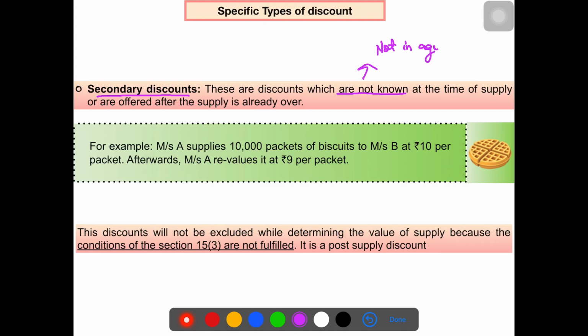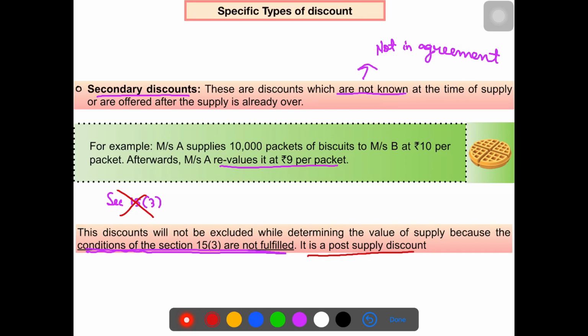For example, Mrs. A supplies 10,000 packets of biscuits to Mrs. B at rupees 10 per packet. Afterwards, Ms. A revalues it at rupees 9 per packet. The supply has been made, and after that she is revaluing it at rupees 9. This means a discount of rupees 1 per packet, that is rupees 10,000, has to be provided. This discount cannot be claimed as deduction because the conditions of section 15 subsection 3 are not fulfilled. The discount didn't exist in the agreement at the time of supply. It's a post supply discount, so the conditions have to be met.